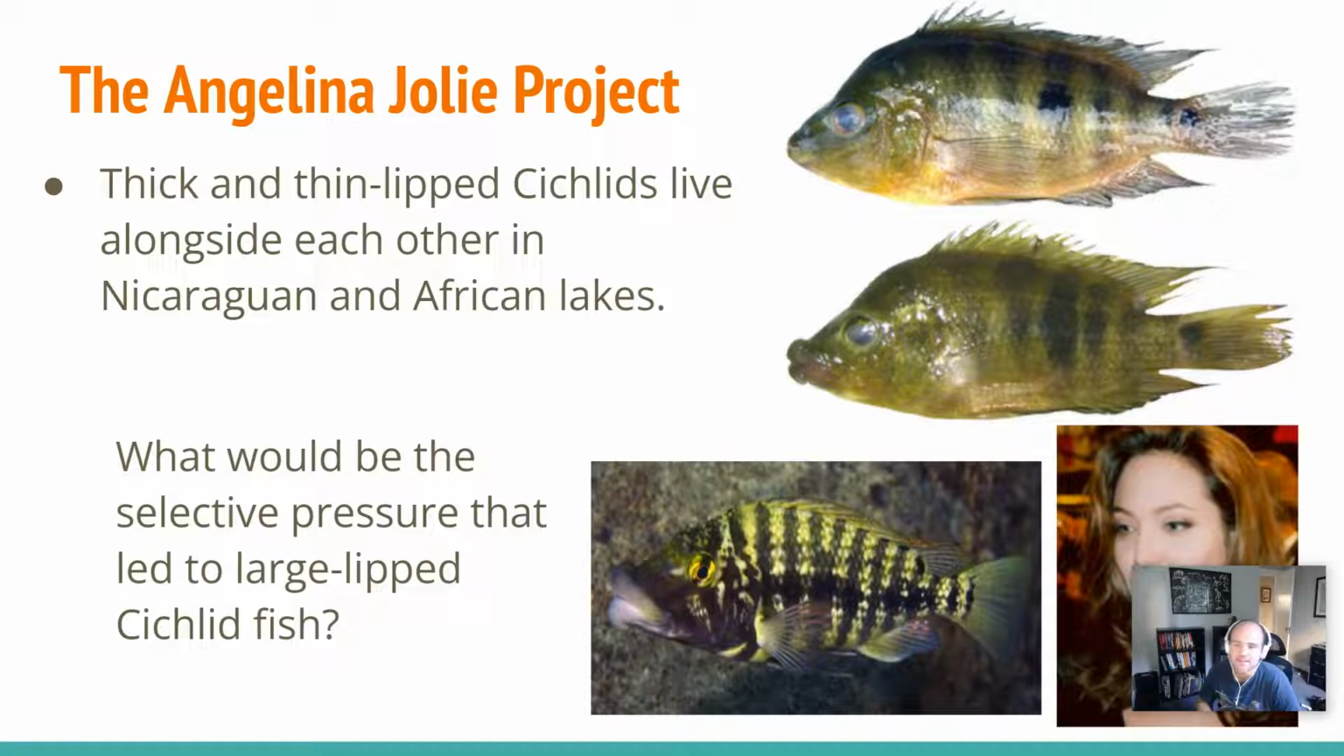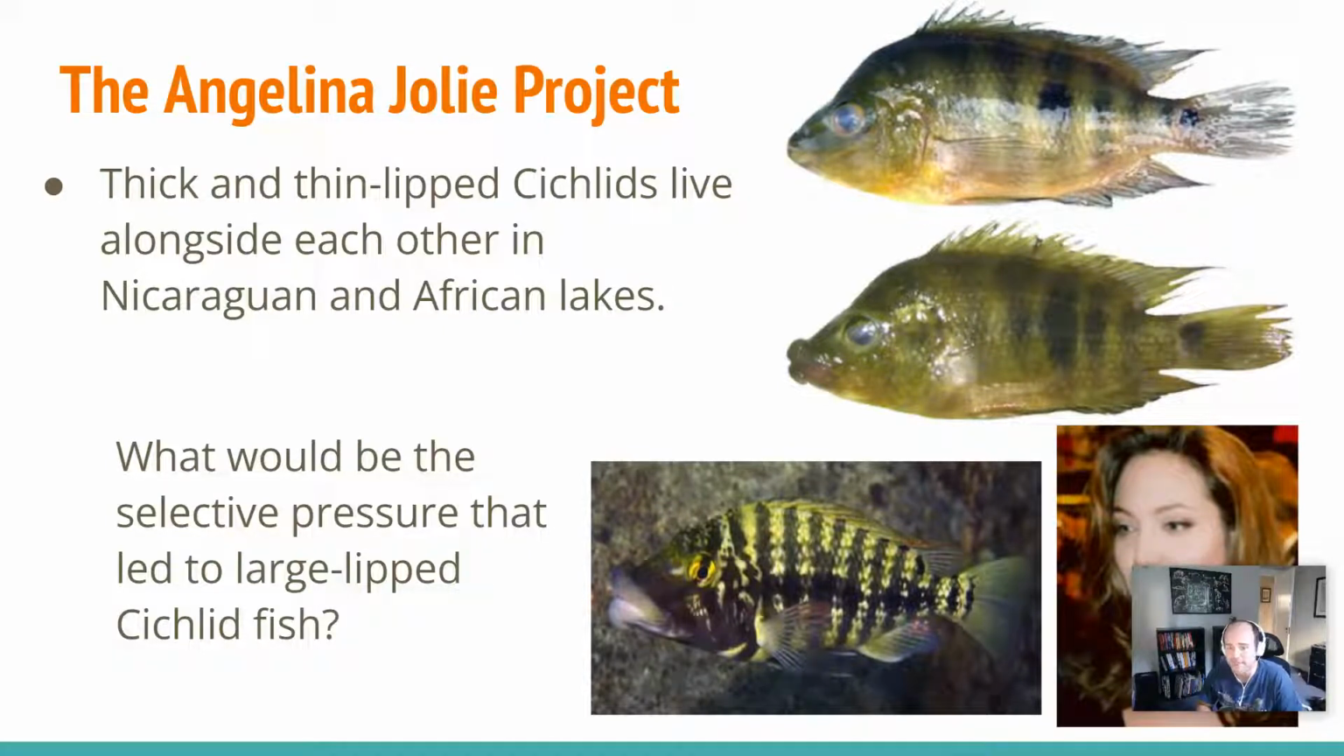Well, there's a famous study called the Angelina Jolie Project, which was looking at cichlid fish in both Nicaragua and Africa. And researchers noticed that in the same lake, there were two different species, or multiple different species, some of which had really thin lips and some of which had these lush, full, thick lips. I think the full lips is how it got the name.